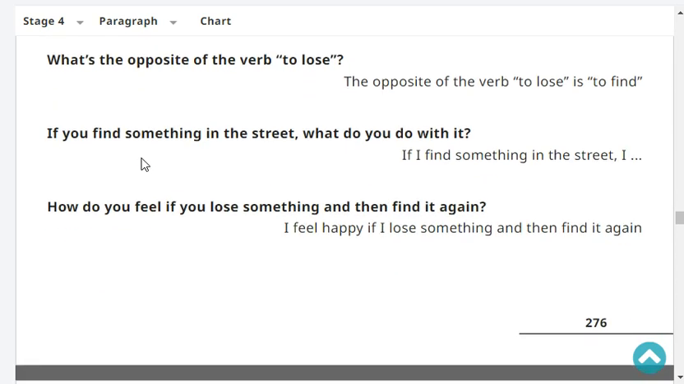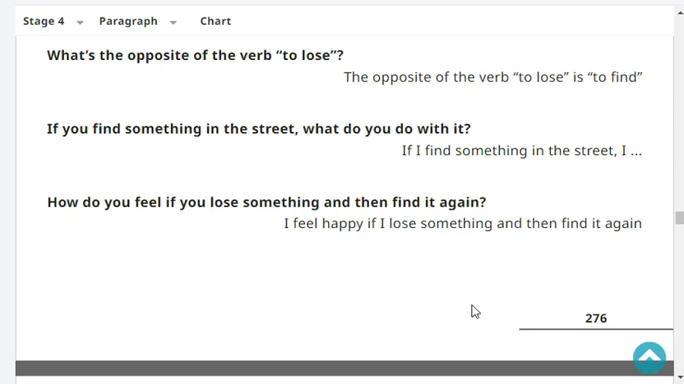If you find something in the street worth a lot of money, what do you do with it? If I find something in the street worth a lot of money, I will take it to the police station. Very good. How do you feel if you lose something and then find it again? I feel happy if I lose something and then find it again. Very good.